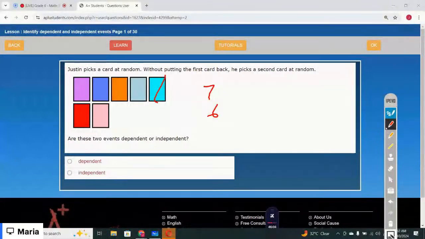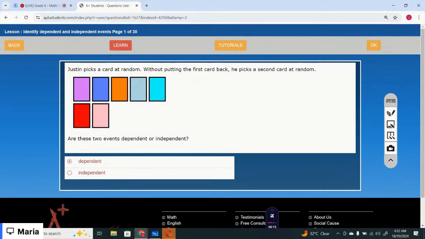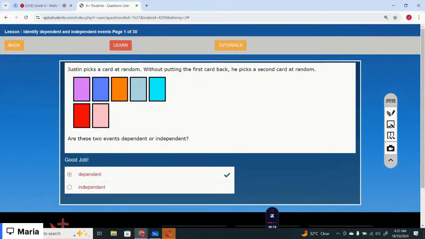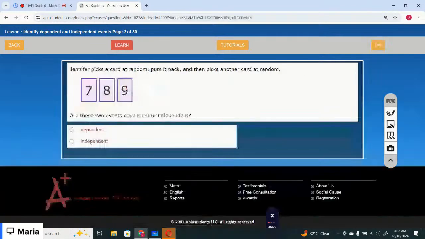If the outcomes for both the events are not the same, then they are dependent events. So option number one is the correct option. They are dependent events.